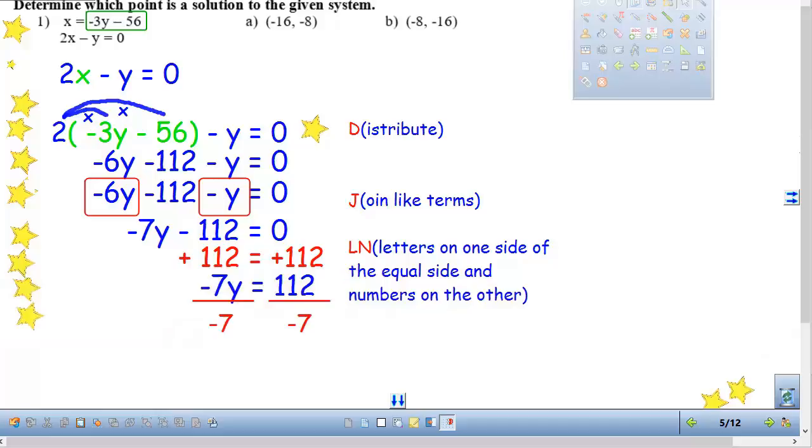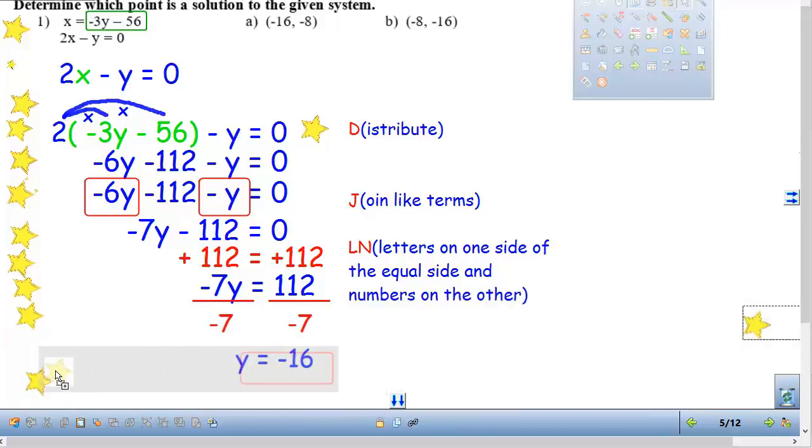And once I get done with that, my equation will then be y equals negative 16. So now I know exactly what y is. And then we're ready to move on to step 3.